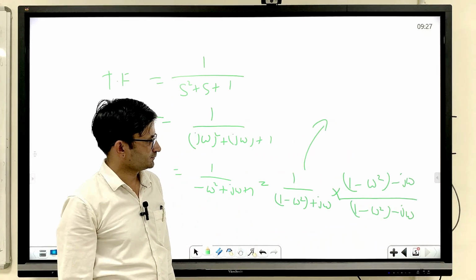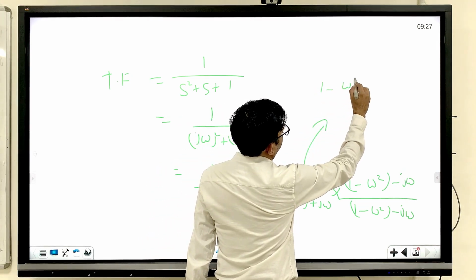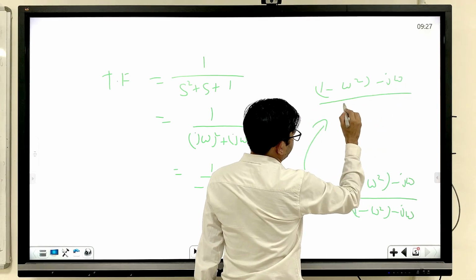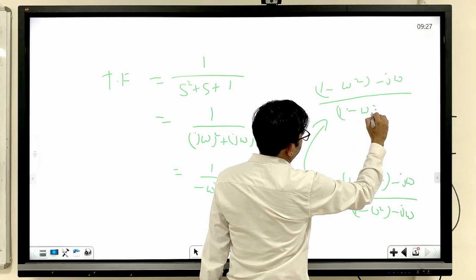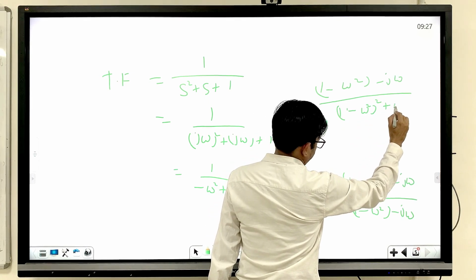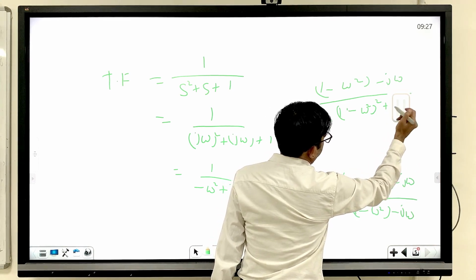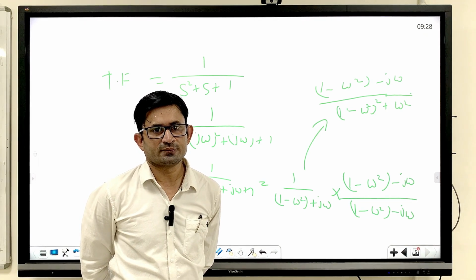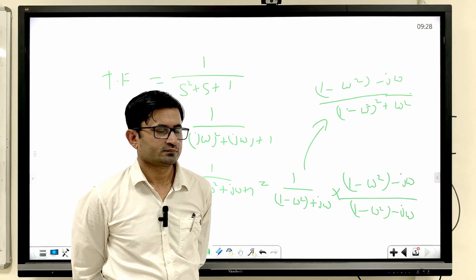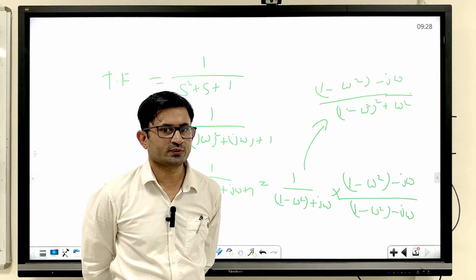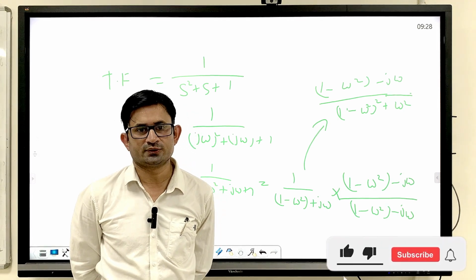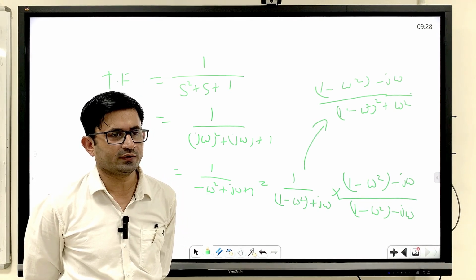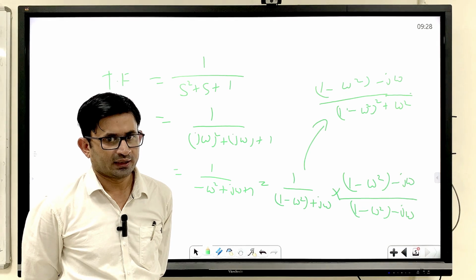Now what you can add, this: 1 minus omega square minus j omega. I can write 1 minus omega square whole square plus omega square. See, there will be no doubt in Nyquist stability if you follow this step. When you see the Nyquist plot for the first time, it is difficult to visualize actually, but it is easy to draw. And then when you draw it, it will not be difficult to understand.